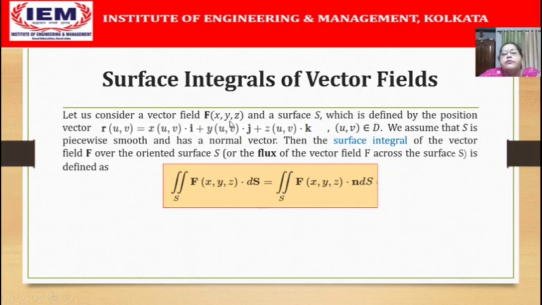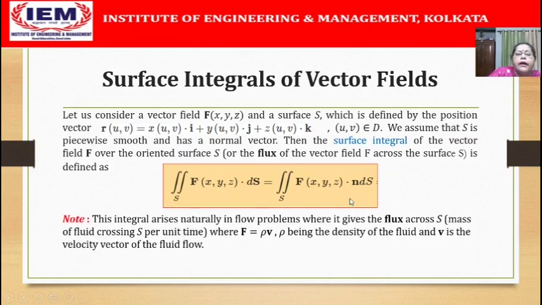So consider the vector field f of xyz and a surface S defined by the position vector r of uv given by x(u,v) i plus y(u,v) j plus z(u,v) k, where (u,v) belongs to D. We assume that S is a piecewise smooth surface and has a normal vector at every point of it. Then the surface integral of the vector field f over the oriented surface S is defined as f dot dS over the surface S, or more explicitly f dot n dS. What is n? n is of course the unit normal vector.